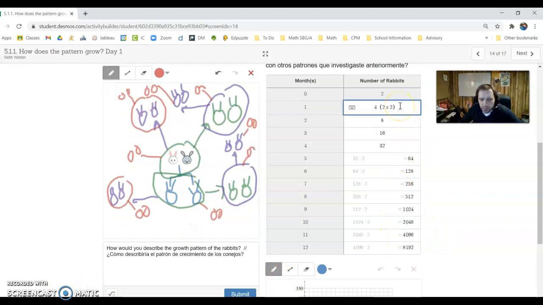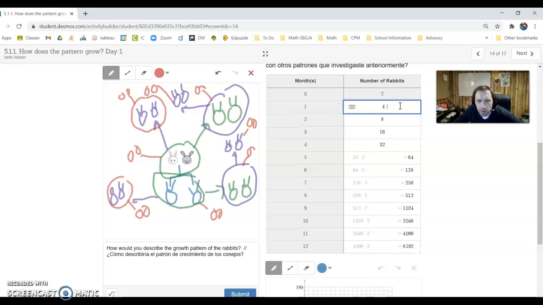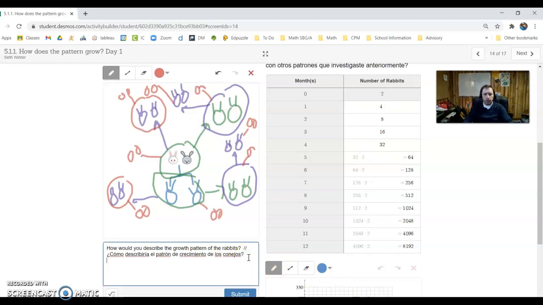So go ahead and take a look through this. Do you have the same answers? How many rabbits would there be after 12 months? Well, if you have 8,192, you did it correctly. So how would you describe this change each month? Okay, how would you describe the growth rate of the rabbits?